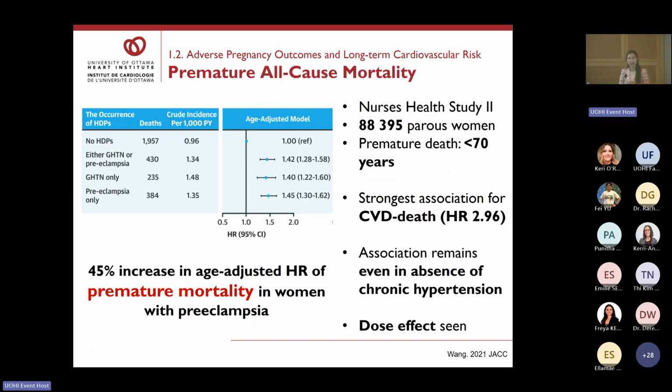And lastly, premature all-cause mortality. This is data using the Nurses Health Study, where we see that there's a 45% increase in age-adjusted hazard ratio of premature mortality in women that have had preeclampsia. The dose effect is seen yet again. And this is even in the absence of chronic hypertension. And when we take a look at what was the cause of death, the strongest association was for CVD, with an increased hazard ratio of 2.96.